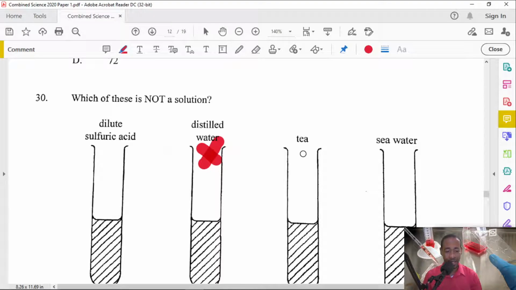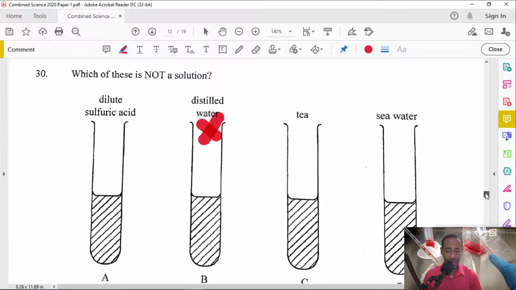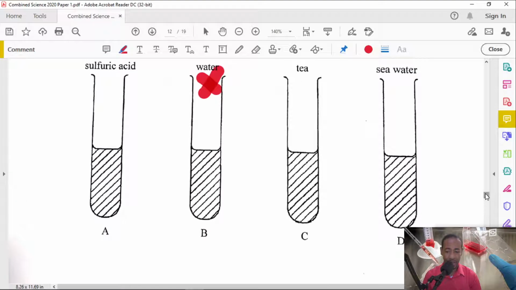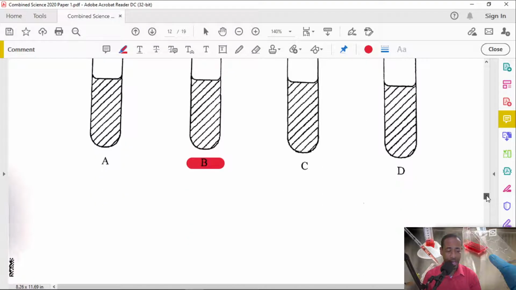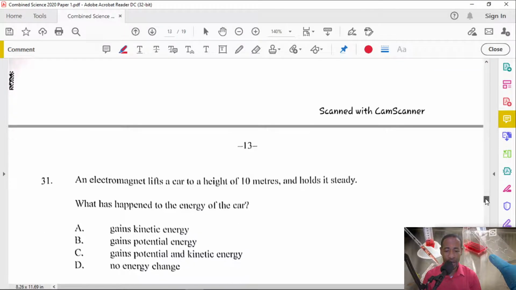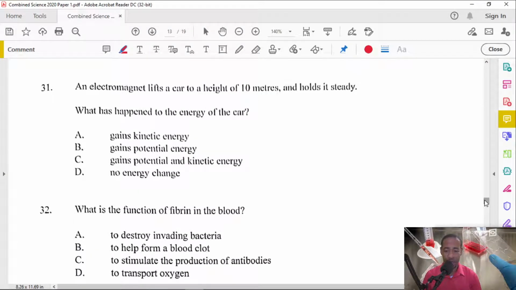The tea, the substance from what they use to make the tea will dissolve in the water, so that could form a solution. Seawater is salt and water solution, definitely. All right, so looking for distilled water for number 30. And so option B here is our correct answer. So it is not a solution. Water by itself, it is a liquid and it is a compound.